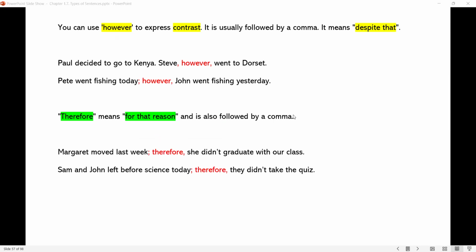And it is followed by a comma. Example: Margaret moved last week. Therefore, she didn't graduate with our class. So therefore means as a result, for that reason. Sam and John left before science today. Therefore, they didn't take the quiz. So for that reason, this is why they didn't take the quiz.